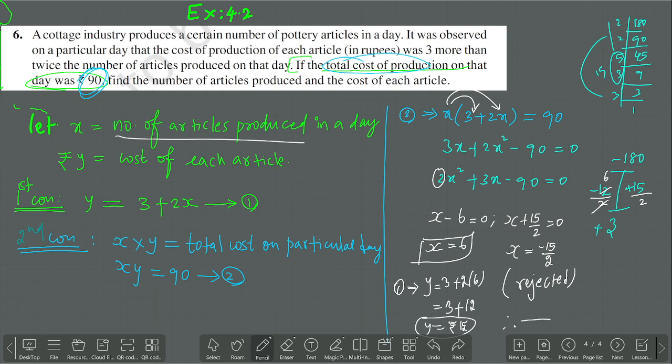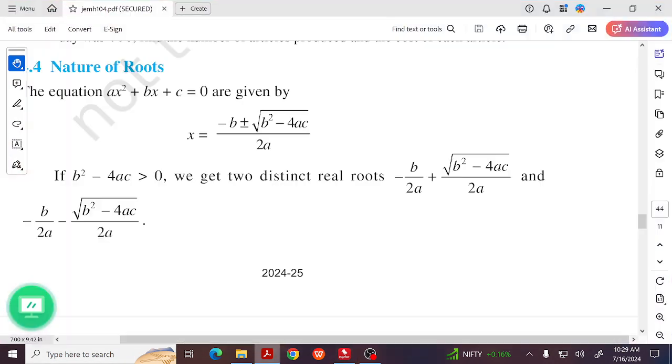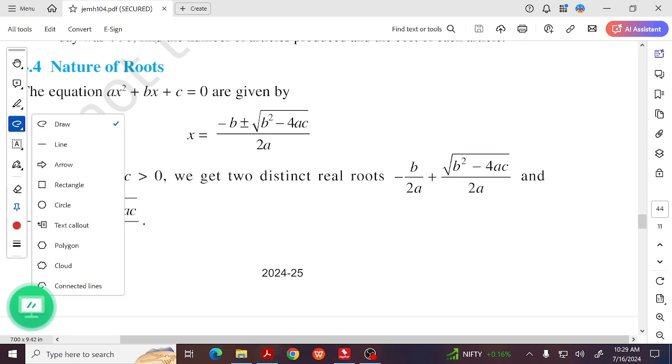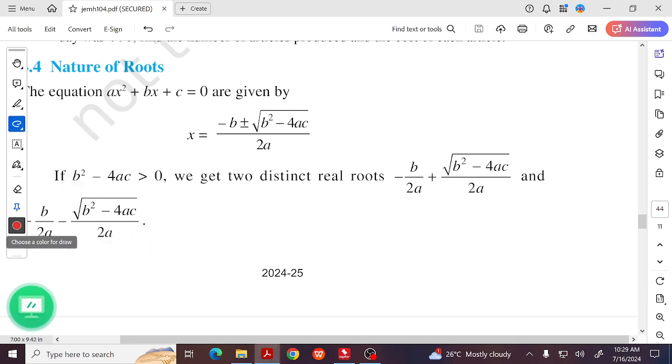Next, we are entering the next exercise, which is nature of roots. We are going to nature of roots. Okay, what is nature of roots?